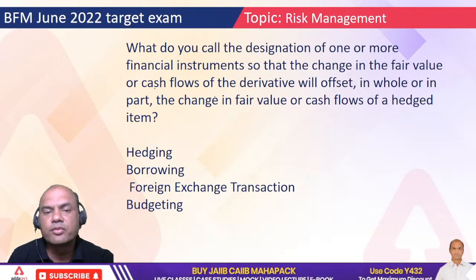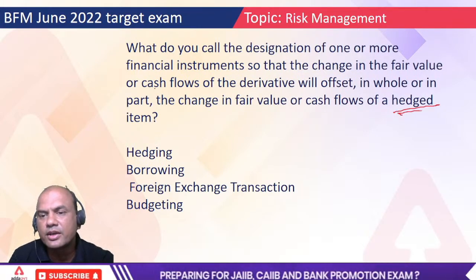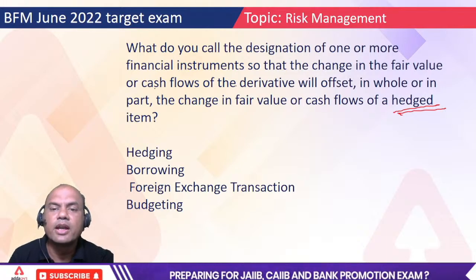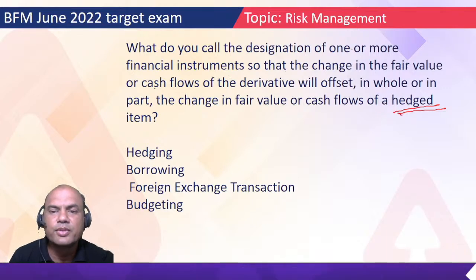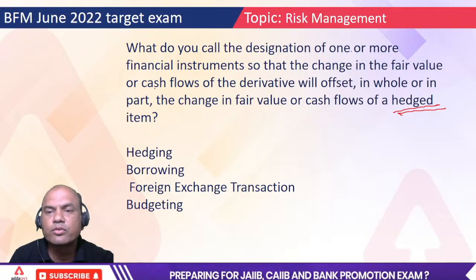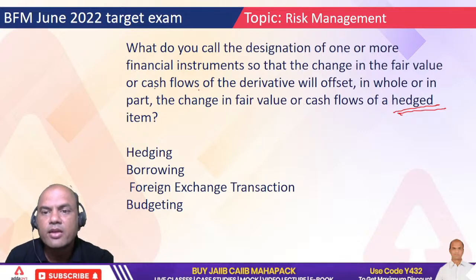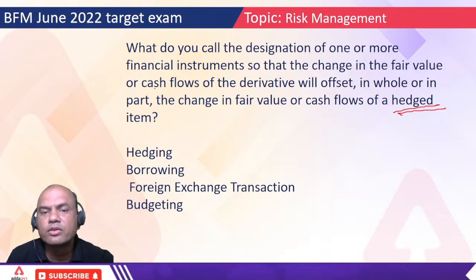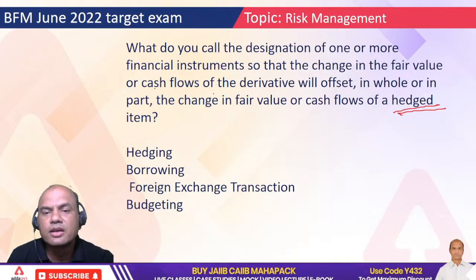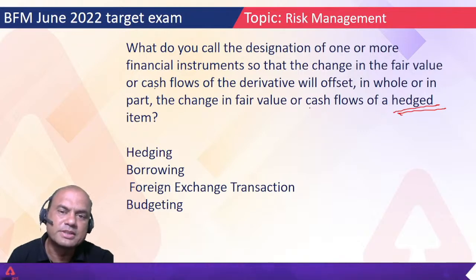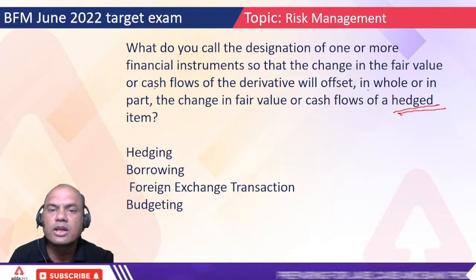Means the change in fair value or cash flows of the hedged items, means already it is hedged. Okay, already it is hedged, and it is offsetting, means one or more financial instruments, so that change in their fair value. What do you call the designation of one or more financial instruments? Which are those financial instruments? Which the change in the fair value or cash flows of the derivatives will offset the change in value of the hedged item. So basically the question is, the items are already hedged. So what are those instruments called?